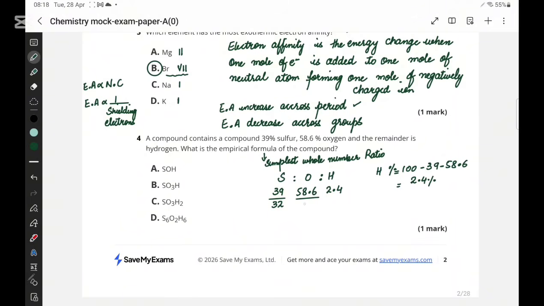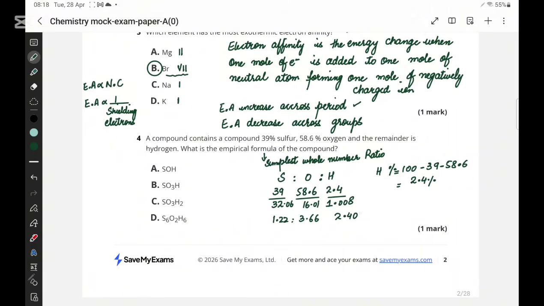For oxygen it is going to be 16. For hydrogen it is going to be 1.008. This is 32.06. If you want to be more precise, 16.01. Now the answer comes out to be 1.22. It comes out to be 3.66.